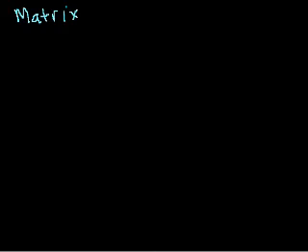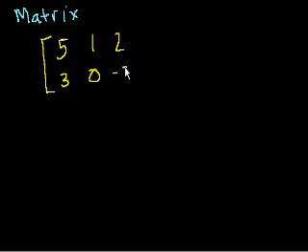So let me draw a matrix for you. I don't like that toothpaste colored blue, so let me use another color. So this is an example of a matrix. I'm going to pick some random numbers out: 5, 1, 2, 3, 0, -5. That is a matrix. And all it is, is a table of numbers.